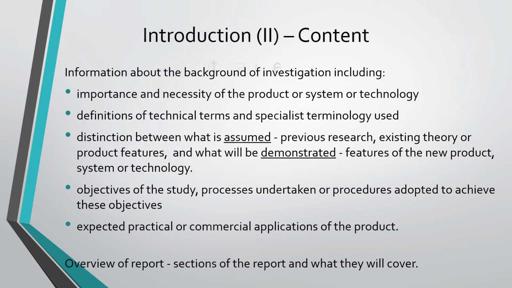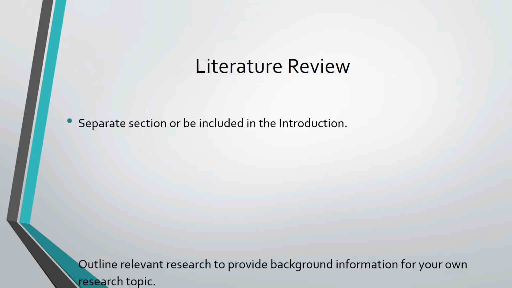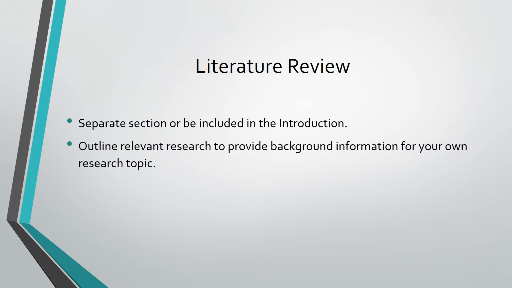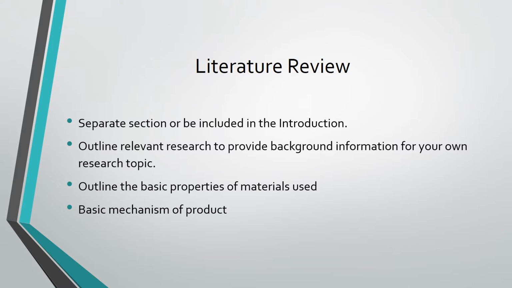Now we will consider the literature review. This may be a separate section or be included in the introduction. In it, you should outline relevant research to provide background information for your own research topic. In a product or system-based final year project report, you should outline the basic properties of materials used and the basic mechanism of the product or system and the fundamental design principles used.